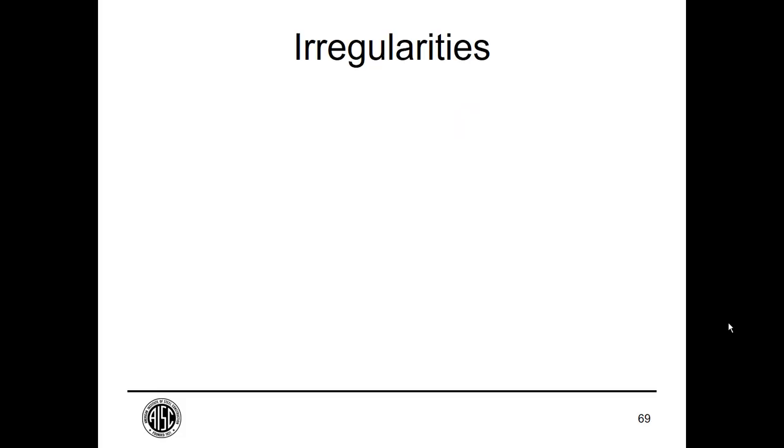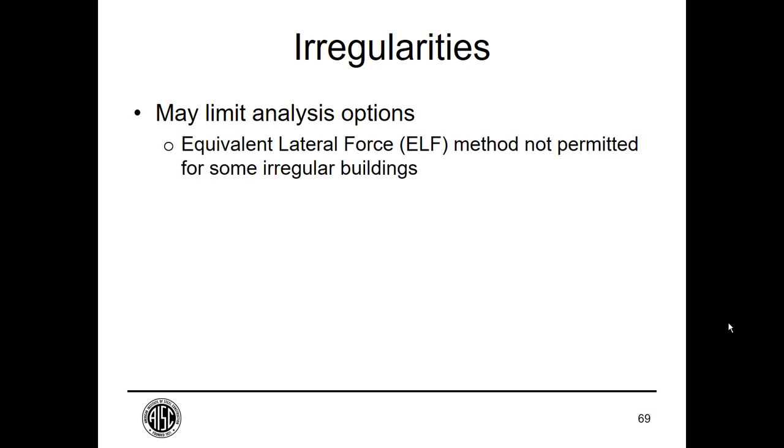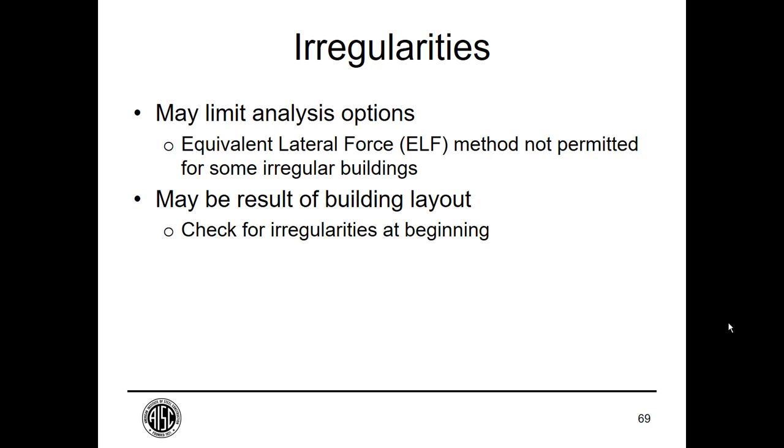All right, let's take a few minutes to go through the irregularities. The purpose of going through these irregularities is to make sure that we're using the appropriate analysis options. For some cases, we'll need to use a modal response spectrum analysis if we have the irregularity. They may affect our building layout. So if we have a building layout that just doesn't work, this irregularity check is going to identify that. So if we check for irregularities at the beginning, we can save ourselves rework later.